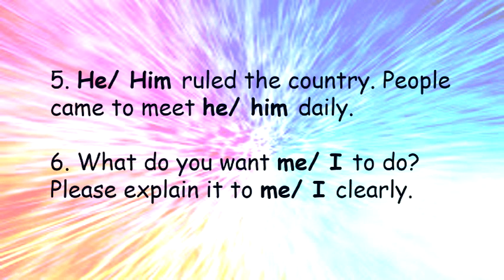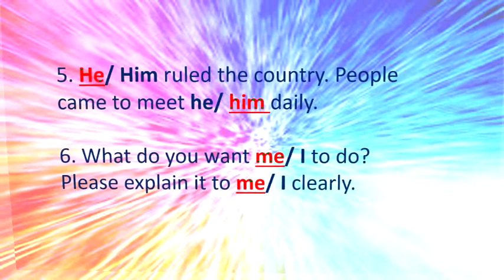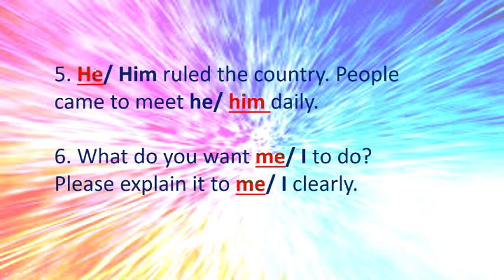Students, I believe you have got the answers. Let's check it. So the answers are: He ruled the country. He is a subject place, third person personal pronoun. People came to meet him daily. Now him is the third person personal pronoun at the object place.